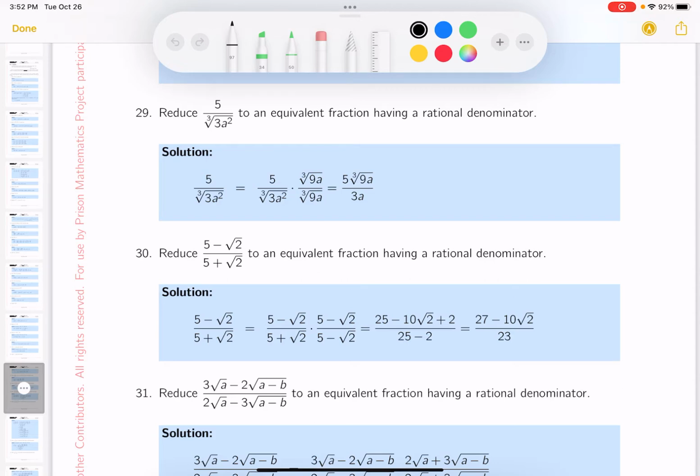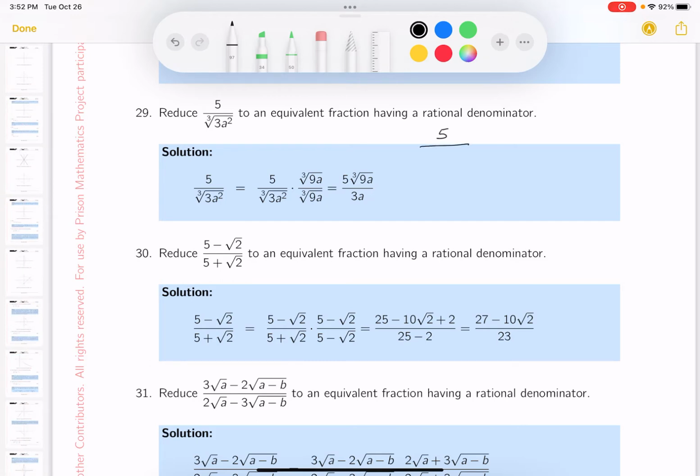We have to get rid of the root in the denominator. We need to make it rational. So let me write this down for you. It's 5, the cube root of 3a squared. And we need to turn 3 into a perfect cube. The way to do that is to multiply it by the cube root of 9, because 9 times 3 is 27. And that would be a perfect cube.